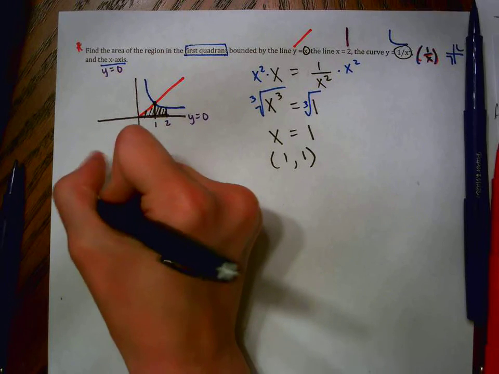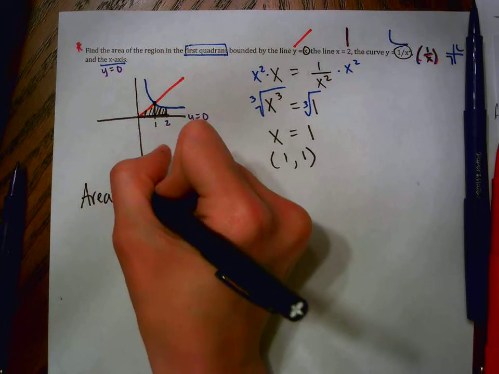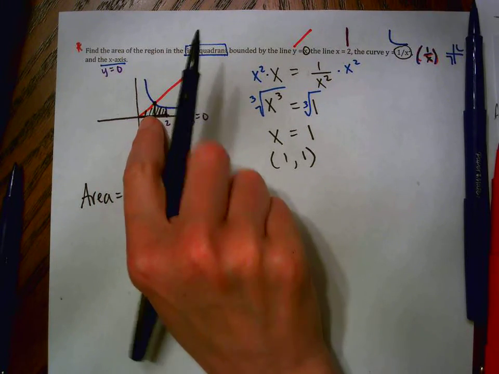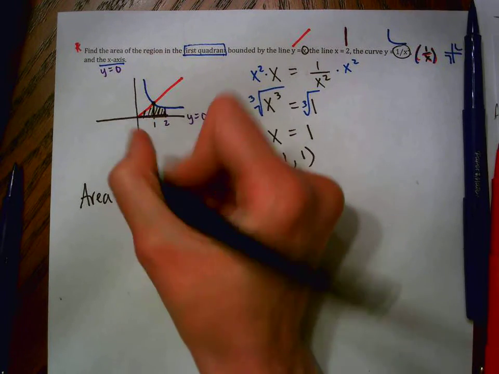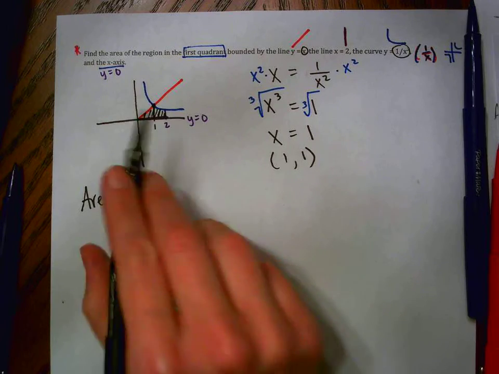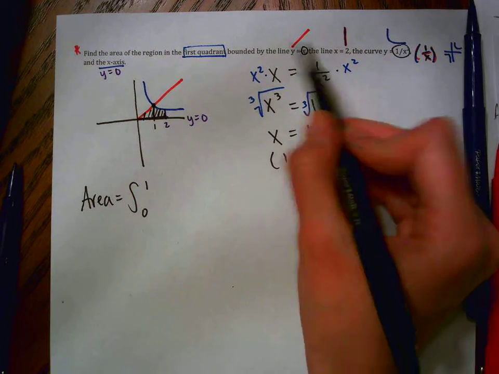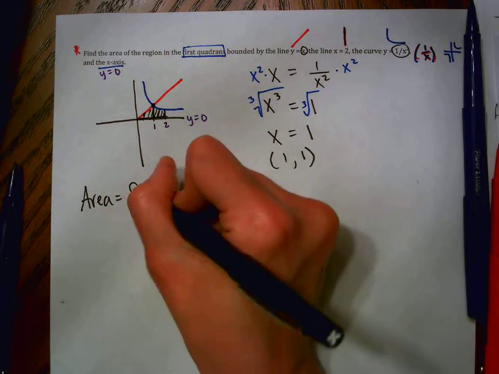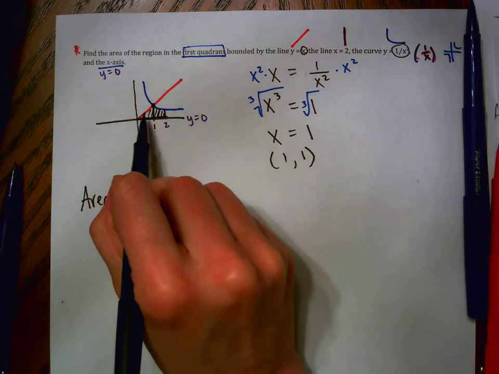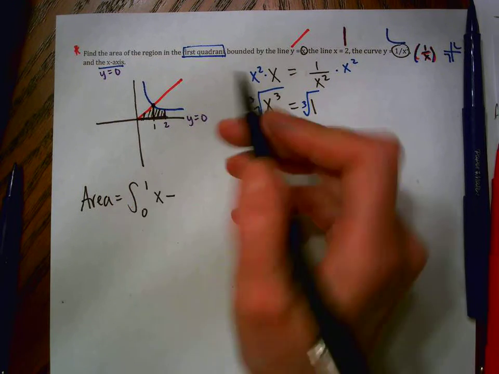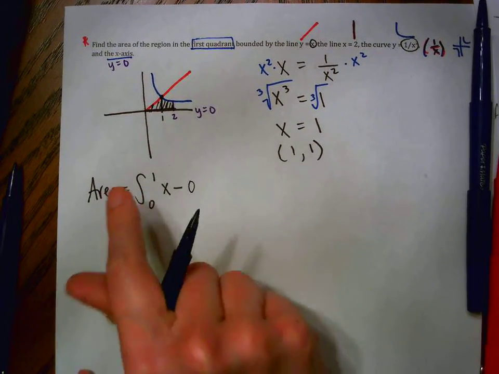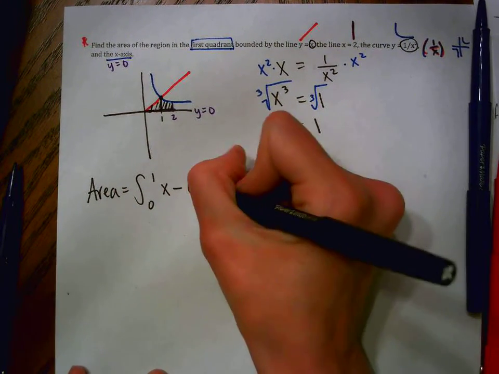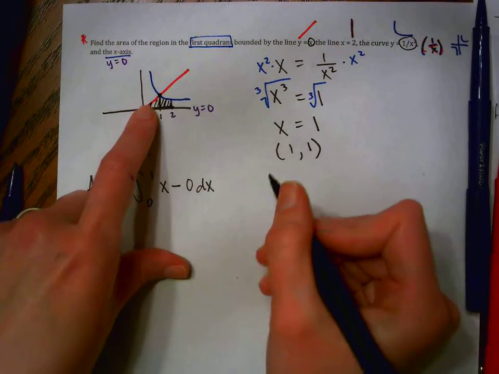So our total area is going to equal the integral of this first section. It starts where? At 0, and we're going to end it at 1. And now we do top, which is the red function, which is x, minus the bottom, which is our x-axis, which is just 0. So theoretically you don't have to write that, but I still want you to be able to see that we're still doing top minus bottom. And that was the first section.